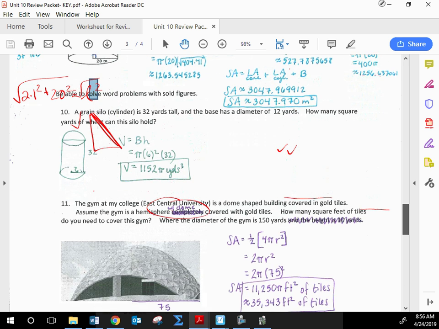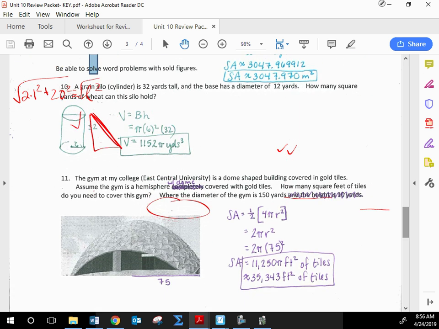Alright, so another silo coming at you. A silo, just like we had for our problem last class, we've got that cylinder with that dome on top. And it says, how many square yards of wheat can this silo hold? Alright, so that should say how many cubic yards of wheat, because it's volume.